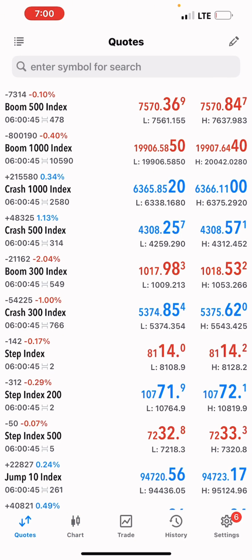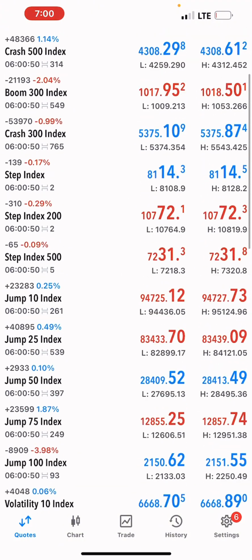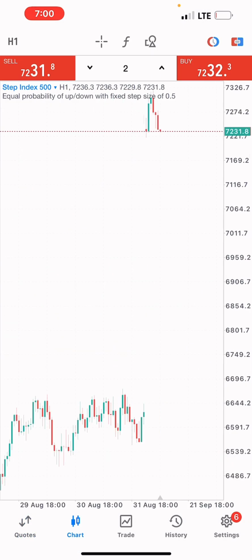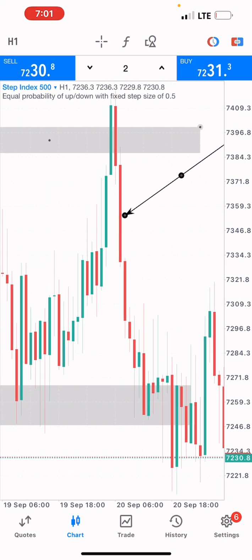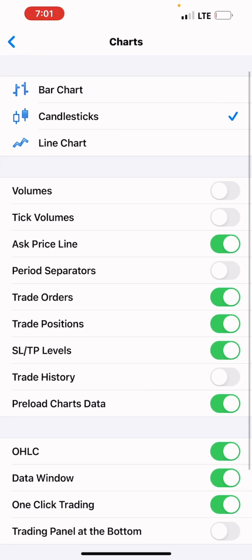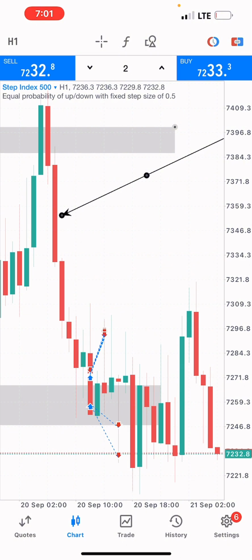As for the step index here, Step 500 index, it closed some positions where I told you guys I was going to close. And some actually went to stop loss. I closed some of the positions, and then about 2 positions, as I told you I was going to leave, went to stop loss. You can just see those ones. So that was that, fam.